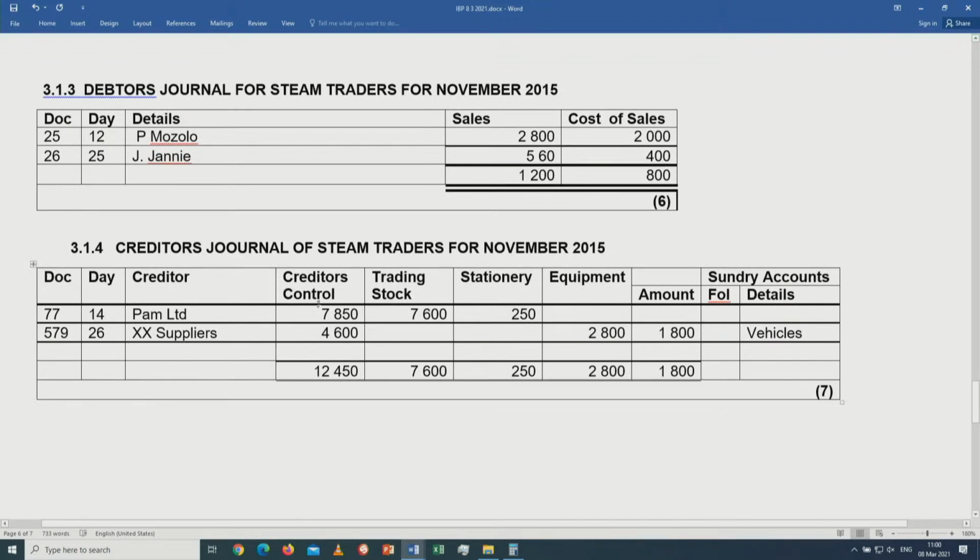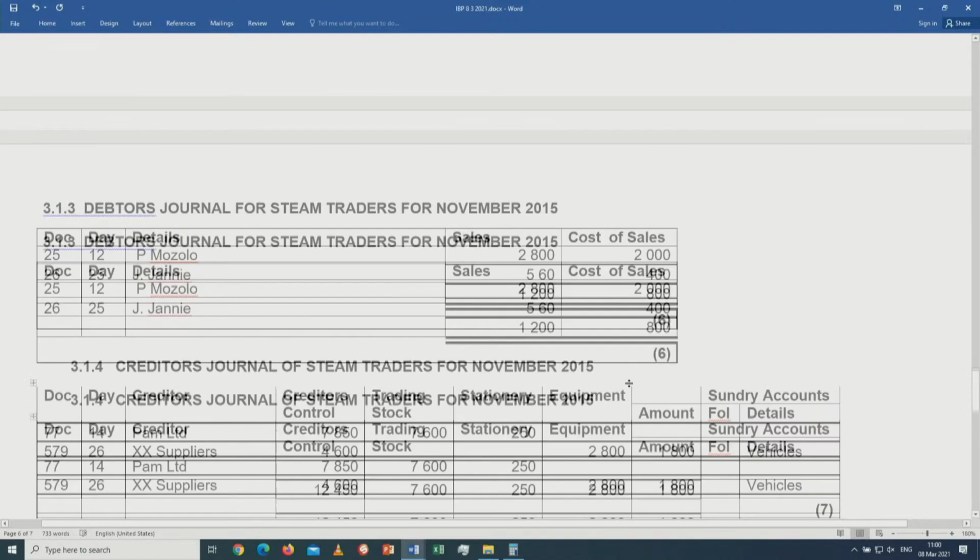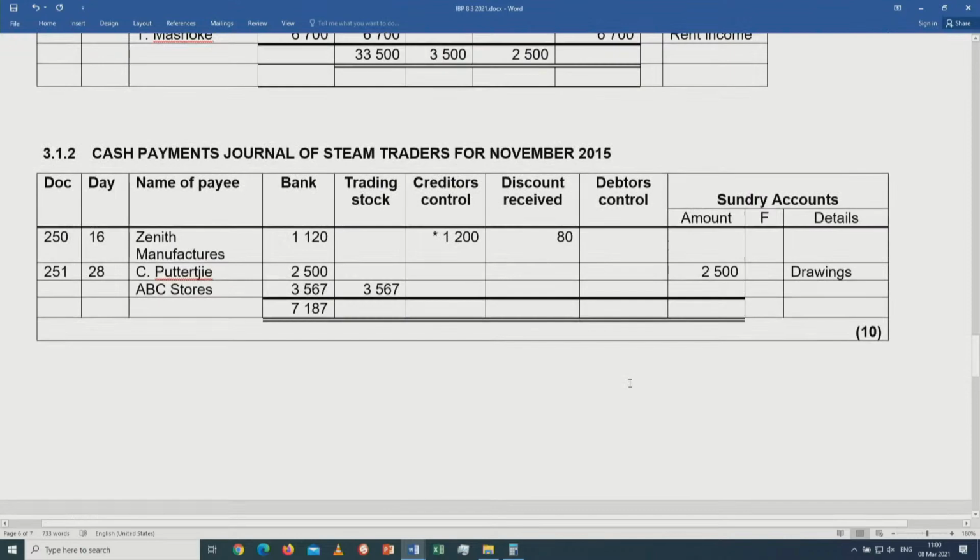And then under the creditors journal, we have 7,850 plus 4,600. It will give us 12,450. Trading stock is just one item, 7,600. You bring it as it is. Stationery, you bring it as it is. Equipment, you bring it as it is. And then here it's 1,800 under the sundries.